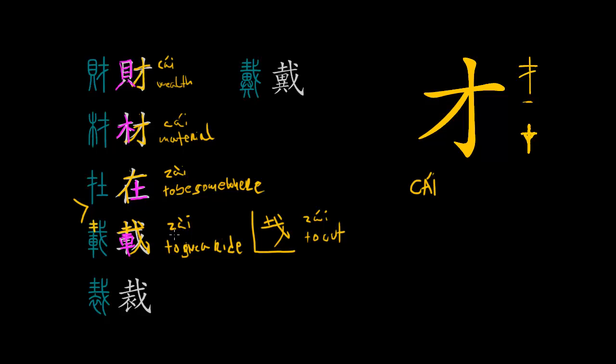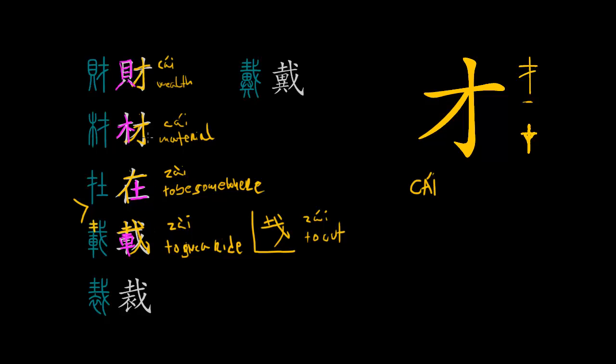By the way, all of these characters are super frequent. Usually you can find them either as verbs or morphemes in nouns, but they are very frequent characters, so you can find them all over the place. And again, you can clearly see the pattern. The phonetic element is tai, and then wealth is cai, material is cai, to be somewhere is zai, and to give someone a ride is zai. So the phonetic element is clearly giving all of these characters its sound.